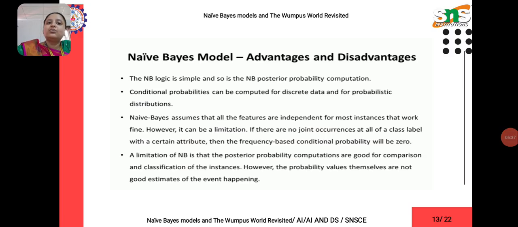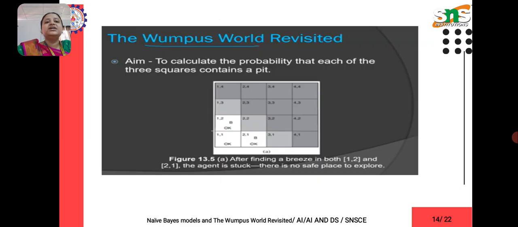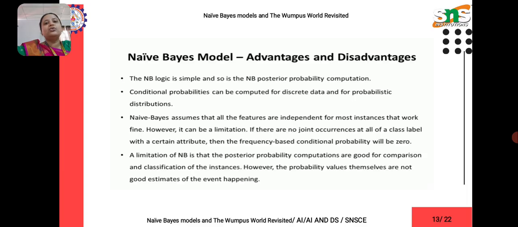So now the advantages and disadvantages of this Naïve Bayes model: it is simple, the conditional probabilities can be computed for discrete data and for probabilistic distributions also, and it assumes that all features are independent. Okay. Limitations for NB are that the posterior probability computations are good for comparison and classification of the instance. So these are the basic values of how the Naïve Bayes model is actually implemented.